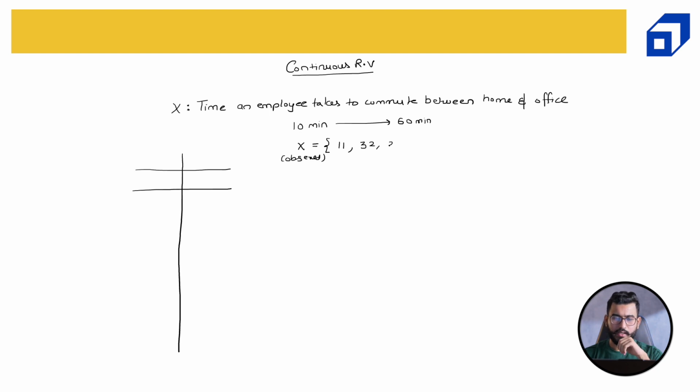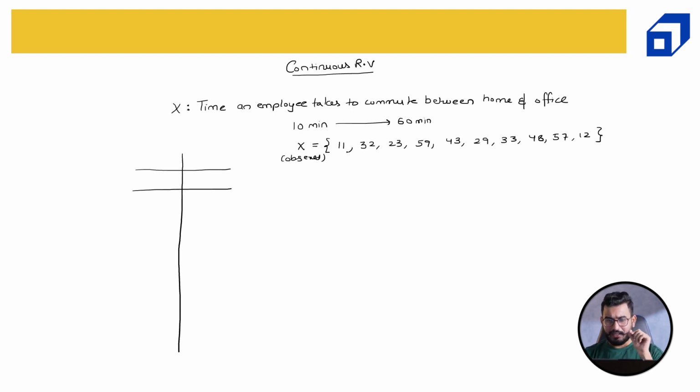Then let's say 23 minutes. Then let's say 59 minutes. Then let's say 43 minutes. Then let's say 29, 33, 48, 57, and 12. So 1, 2, 3, 4, 5, 6, 7, 8, 9, 10. For 10 days, I observed the number of minutes I took.